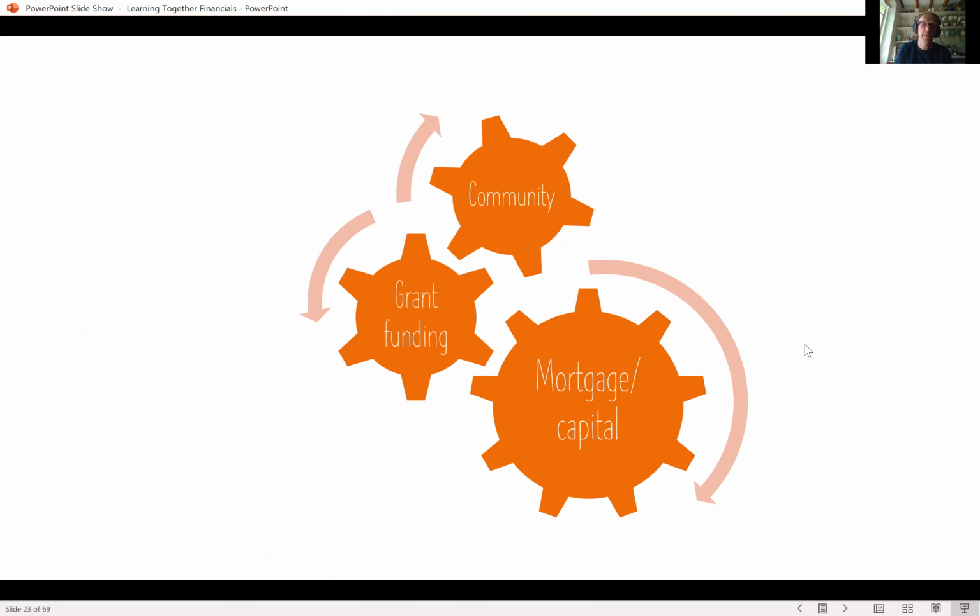But again, you can see the three main points of that are the mortgage, grant funding, they got support from grant funding, which is available in England, unfortunately not available in Wales at the moment, and then they've got support from the community.